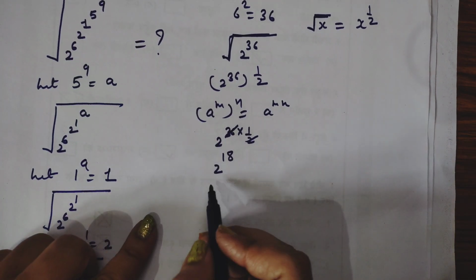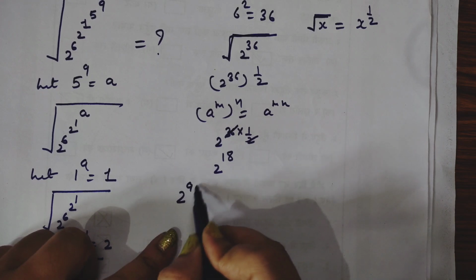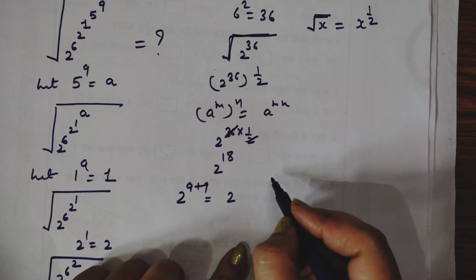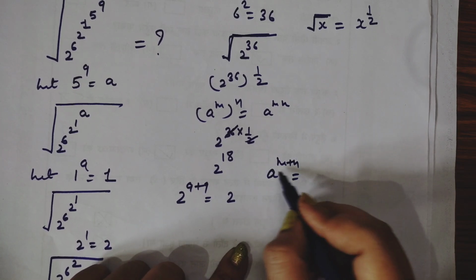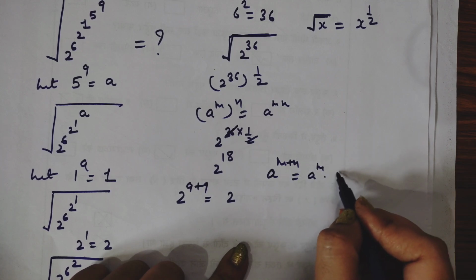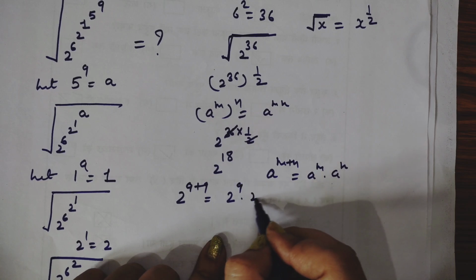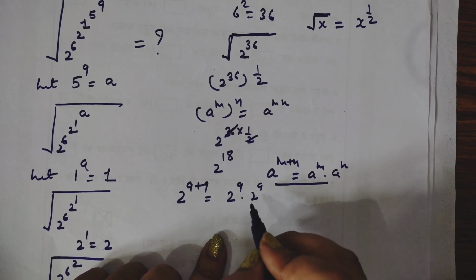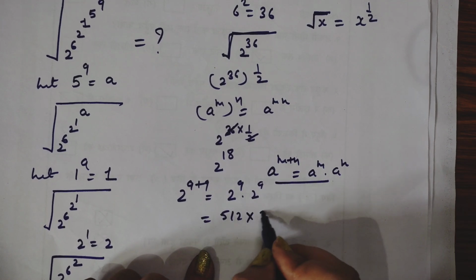Now we'll write this 2 raised to the power 18 as 9 plus 9. Can we write again the law of exponent, a power m plus n? So we'll split these powers separately, a power m and a power n. Similarly we are using this here: 2 power 9 and 2 power 9. Now 2 power 9, everybody knows, is 512, so 512 into 512.